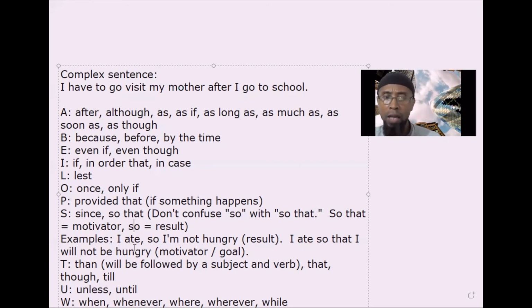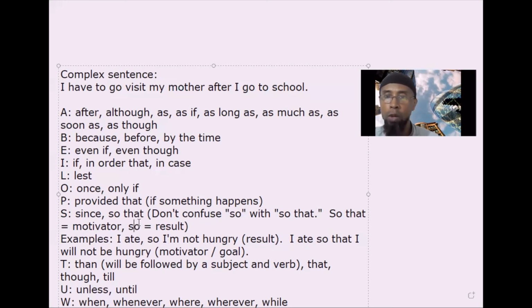Examples: I ate, so I'm not hungry. So that's the result. I'm not hungry. All right. But if I say I ate so that I will not be hungry, then that's the reason. All right. The motivator, the goal. All right. So there's a difference in the meaning when you use so that as opposed to using just so. All right. And then here we have than, which will be followed by a subject and verb. That, though, till, unless, until, when, whenever, where, wherever, while.